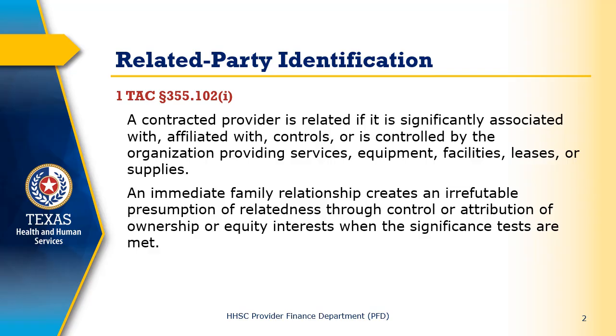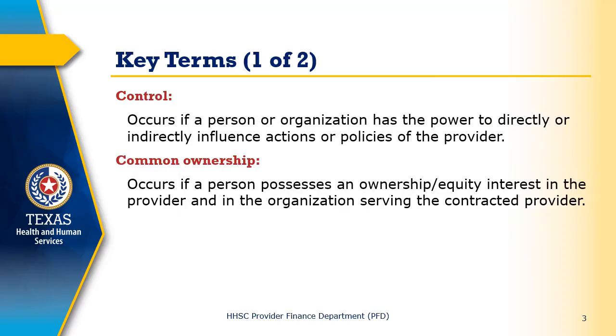According to 1 TAC Section 355.102(I), a contracted provider is considered related if there is a significant association or affiliation with the organization providing services or supplies. This relationship may also involve situations where one party controls or is controlled by the other entity. Immediate family relationships automatically establish a presumption of relatedness through control or ownership when certain significance criteria are met. It should be noted that providers can only report the costs incurred to the related party.